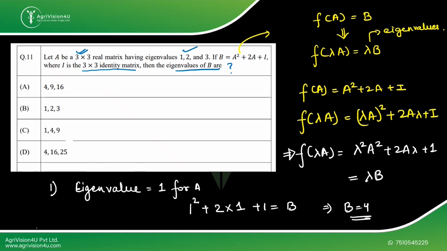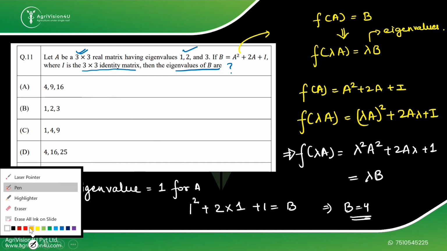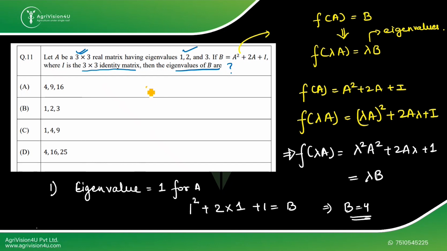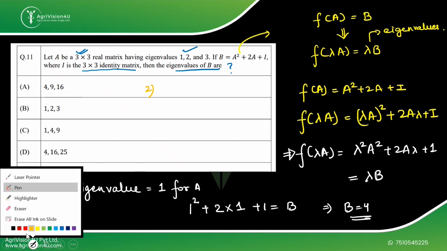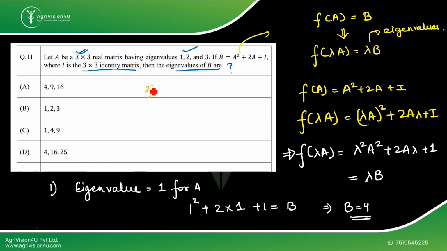Like that you have to calculate for other values. The second value is 2 for A matrix. So we'll put it in this function. What will you get? You will get 2 square plus 2 into 2 plus 1, which is 4 plus 4 plus 1, that will be equal to 9.